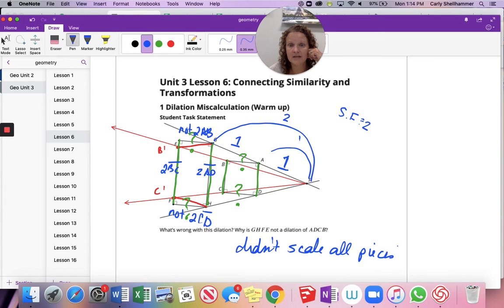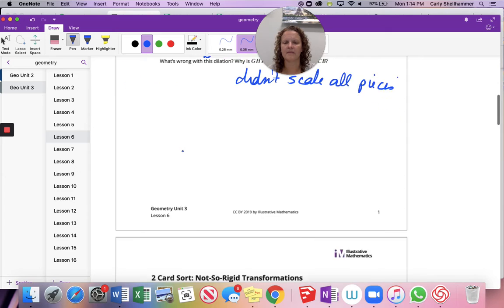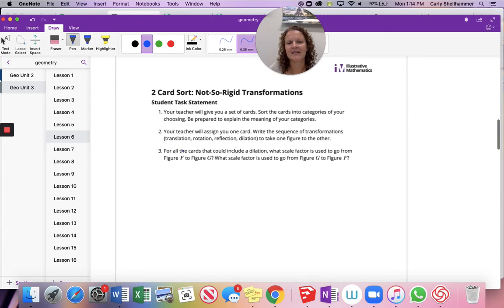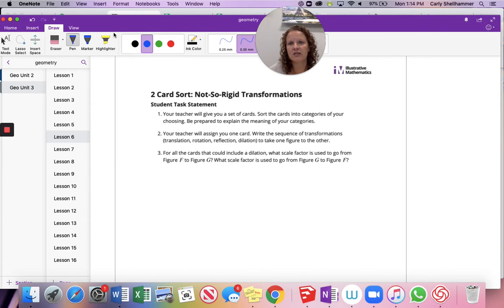It probably makes better sense for it to be out there, so keep that line perpendicular. And there we would go. So this would be B prime, this would be C prime, and I bet all of those sides will be square with each other. All right, so a card sort, not so rigid transformations.